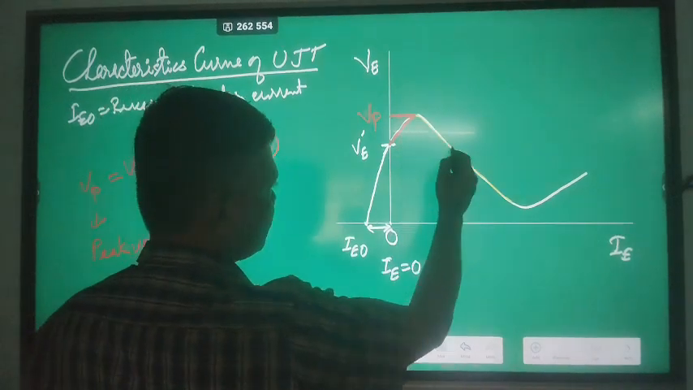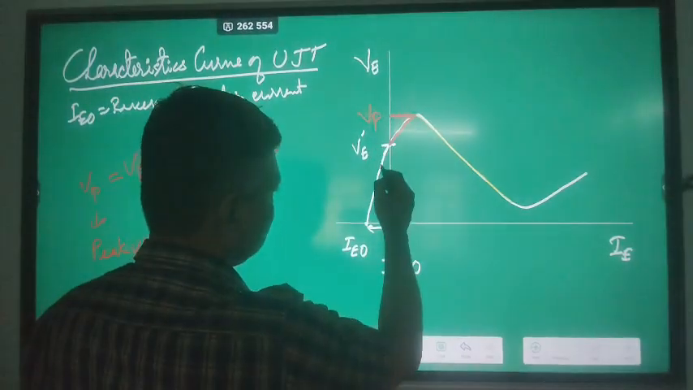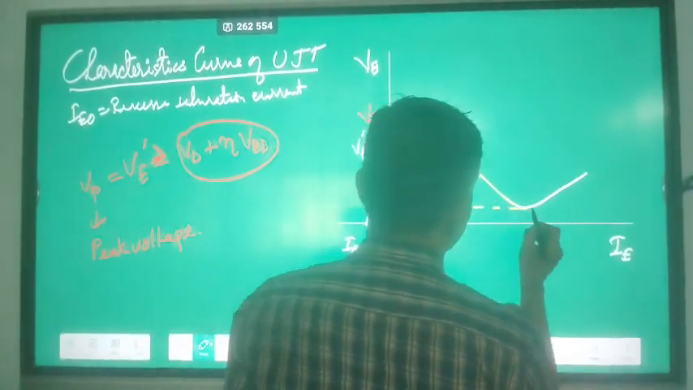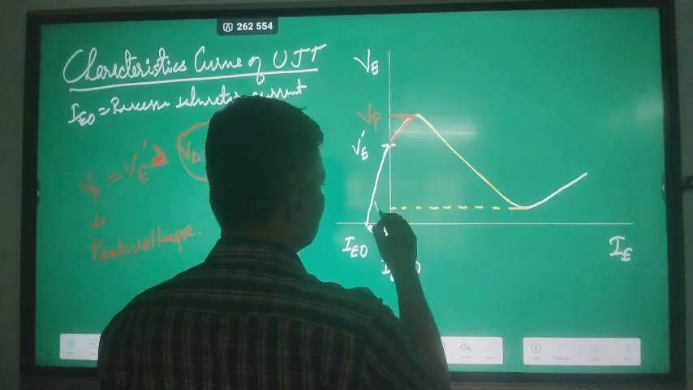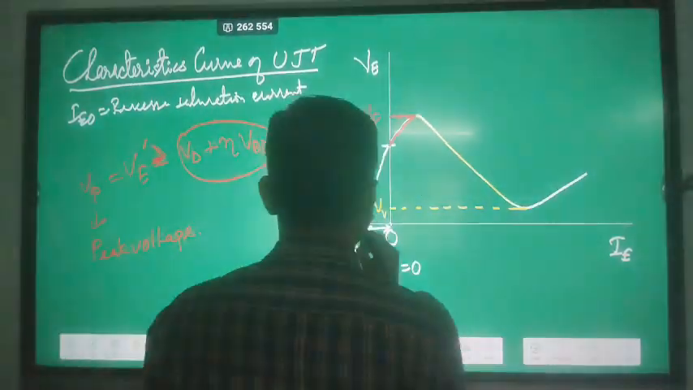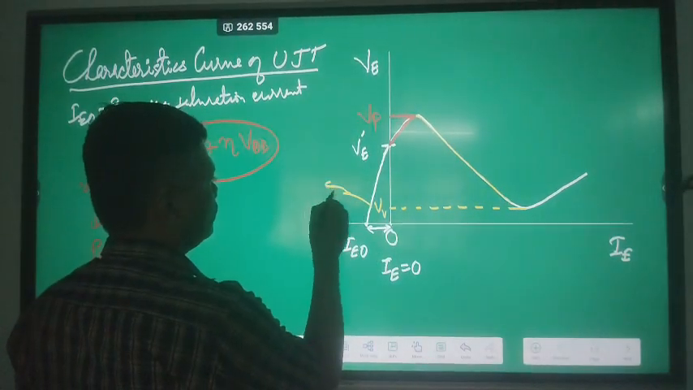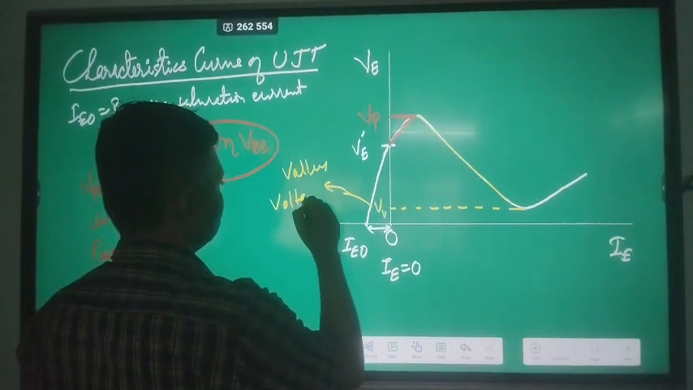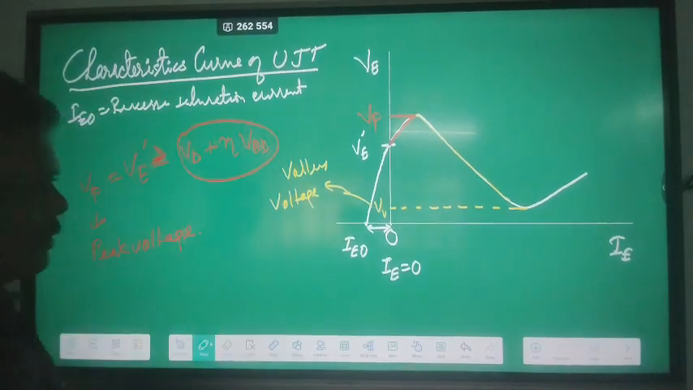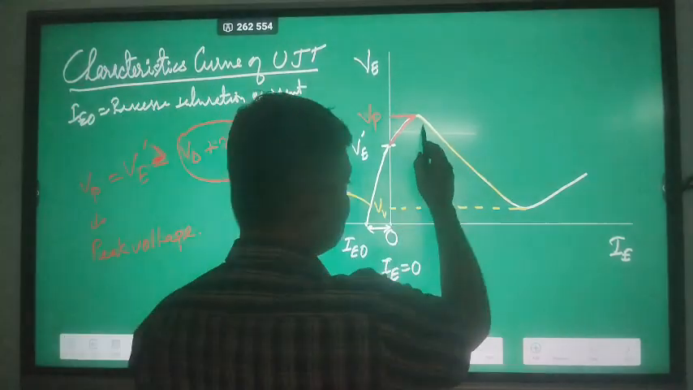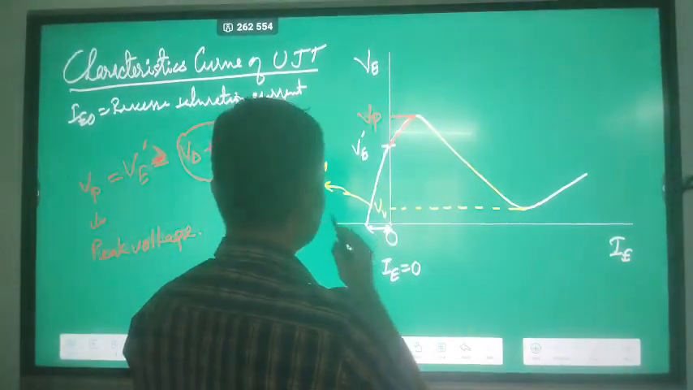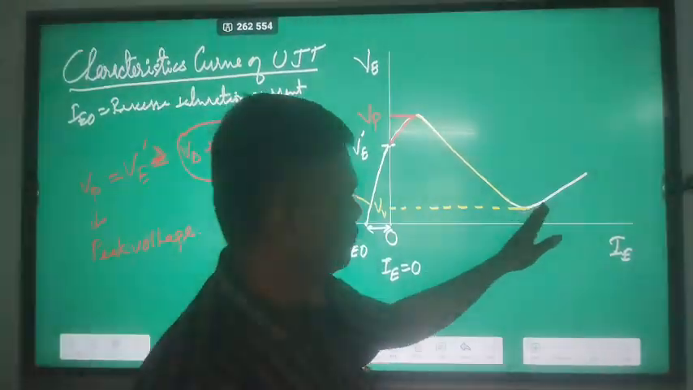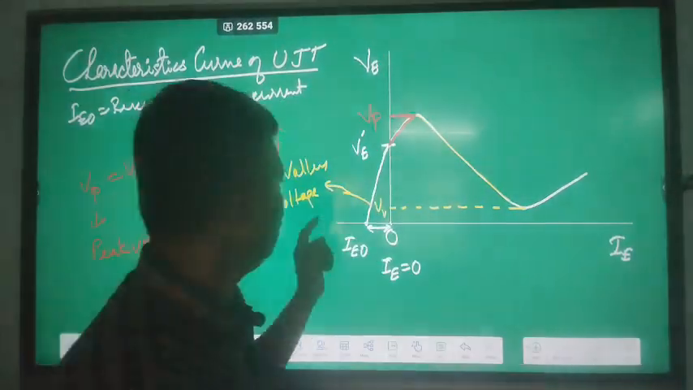So that is why as current increases, your voltage VE decreases, and it decreases up to a voltage which I can call VV, called valley voltage. Now, once it reaches this point, which we are calling a valley because it looks like a valley here. This is a hill. This is going again up. So this is a valley voltage.